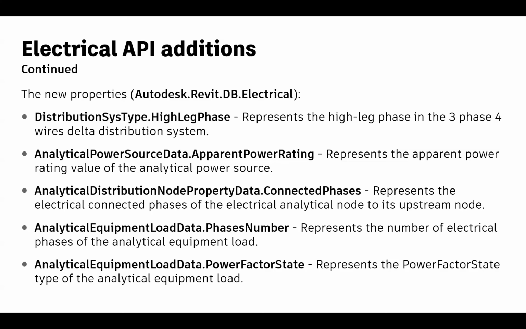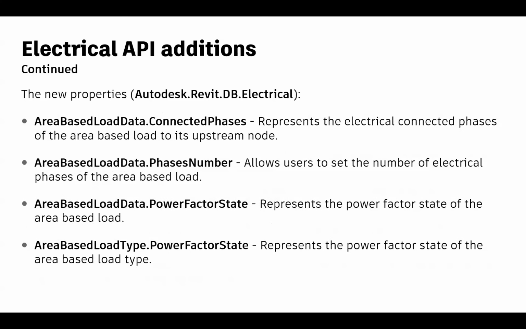There is distribution system type high leg phase, analytical power source data, apparent power rating, analytical distribution node property data, connected phases, analytical equipment load data, phases number, and analytical equipment load data, power factor state. More properties added as well: connected phases, phases number, power factor state for both area-based load type.